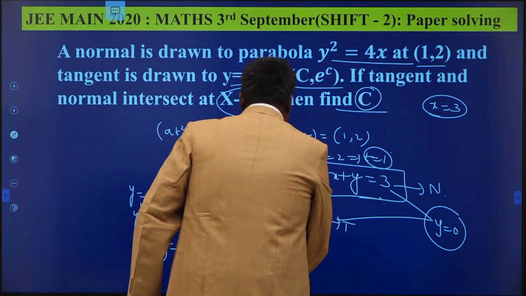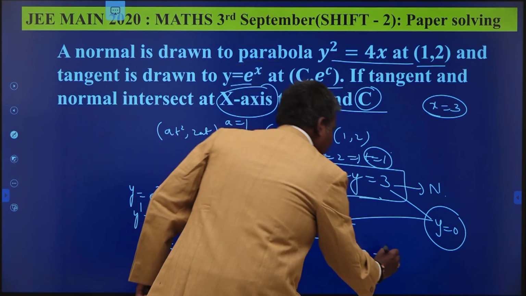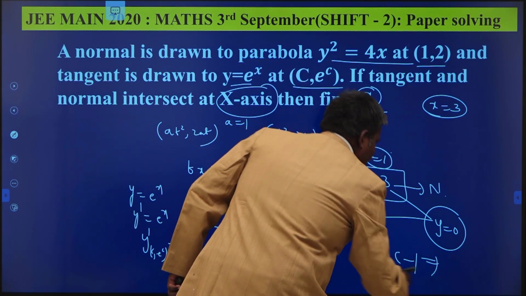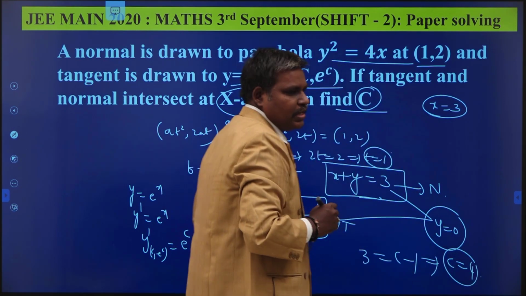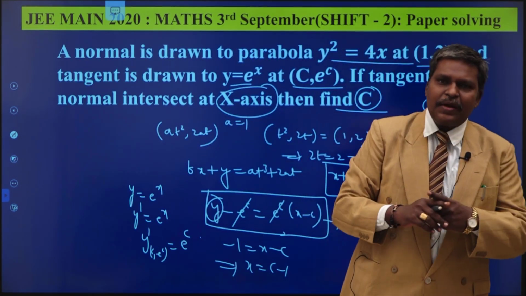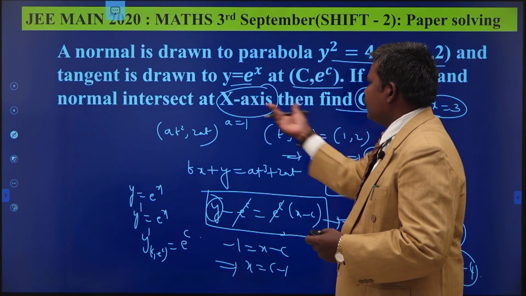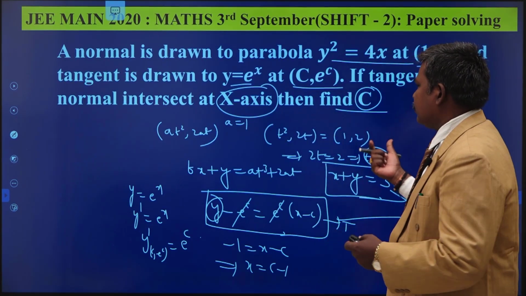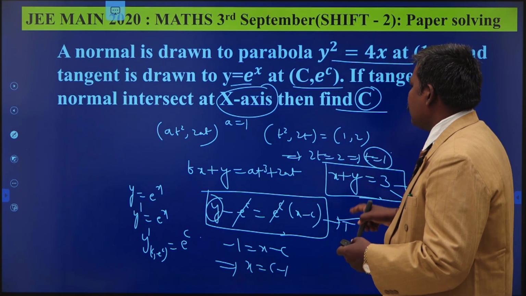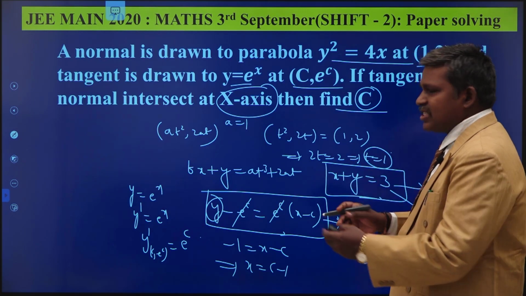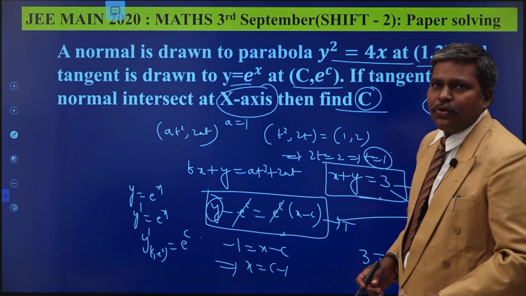Both x coordinates should be the same because the lines intersect each other. That is why we equate these two x coordinates. 3 is equal to c minus 1, so c is equal to 4. This is a very simple question. We find their point of intersection, which lies on the x-axis, meaning the y coordinate is 0. So the equation of x-axis is y equal to 0. Put y equal to 0 in both equations, we get two x coordinates, equate them, and we get the value of c as 4.